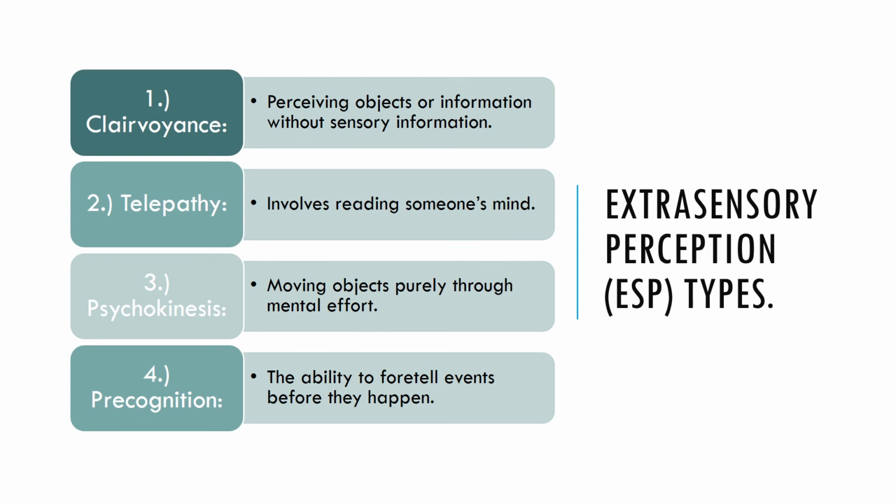Number 3, psychokinesis, is moving objects purely through mental effort, so moving a pencil across the room with your mind or something like that. And then number 4 would be precognition, which is the ability to foretell events before they happen. Maybe somebody acts like a fortune teller, saying you're going to get sick in 2 weeks. They're foretelling what's going to happen to you.